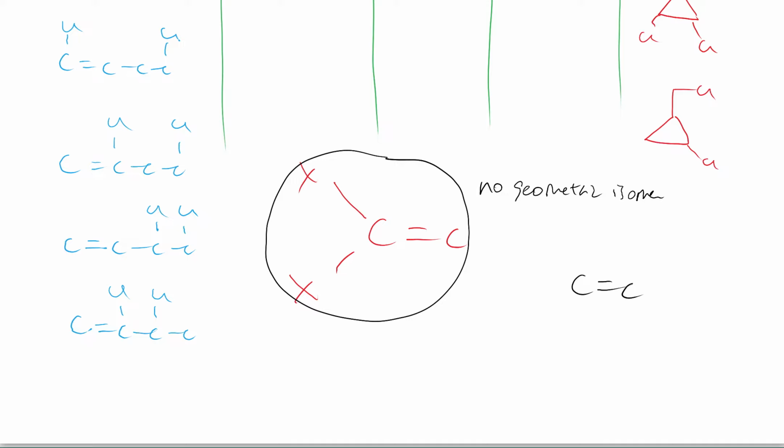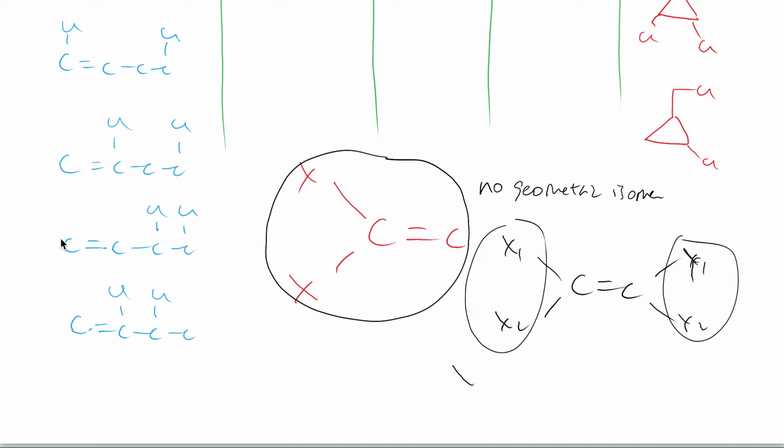And then if you have x1 and x2 on one side, and y1 and y2 on the other, you only care about each side of the double bond. If x1 doesn't equal x2, and y1 doesn't equal y2, there's definitely a geometric isomer. One of them would be cis, one of them would be trans, or one of them would be E, one of them would be Z.